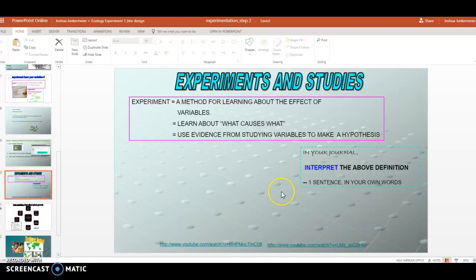All right, it says slide 10. So in your notebook, you should have written slide 10 and then created the definition for experiment. And then finally, it says in your journal, interpret this definition and write 1 sentence of what you think it means. So in your notebook, you should write under this definition your interpretation.